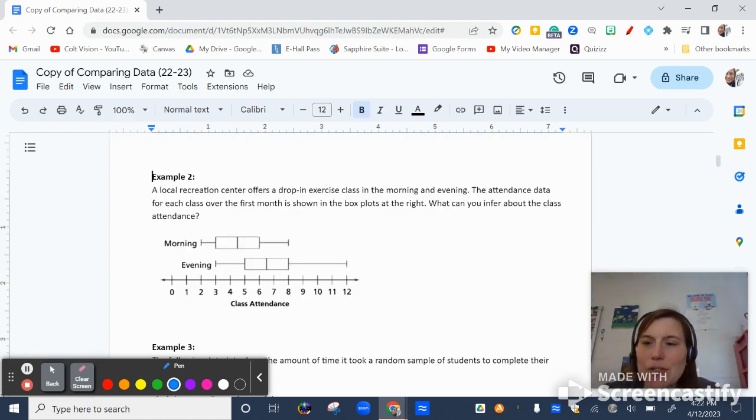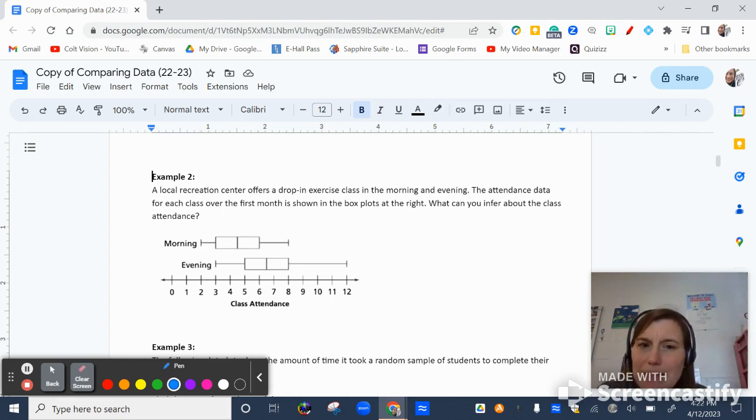But another thing you might be asked to do is compare two data sets. So we're just going to do that quickly here. When we look at this situation here, it says a recreation center offers 2 kinds of classes in the morning and classes in the evening. And then they have a list of attendance. So in which class what can you infer about the classes? Well, we can make an inference and make a comparison.